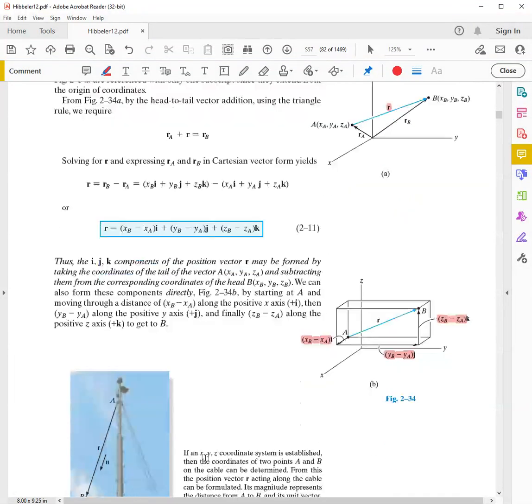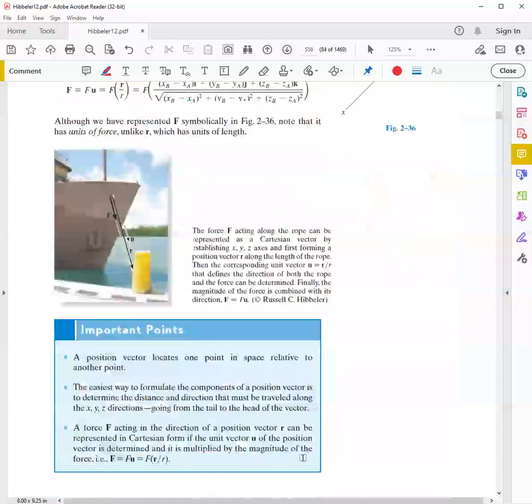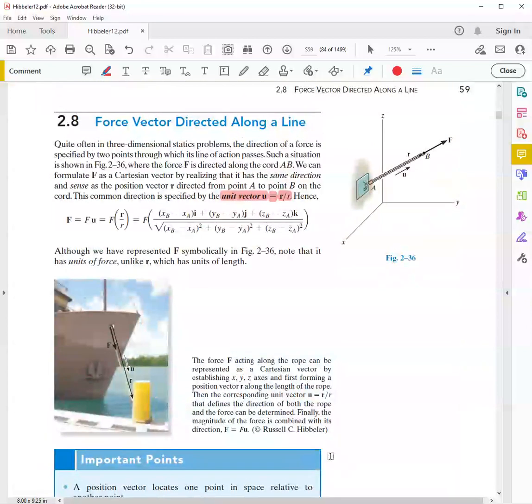All right, so there are some exercises. Next is section 2.8, force vectors directed along a line. A line is defined by 2 points. So we can have point A and point B and a force of some magnitude acting between A and B. So 2 pieces of information: what is the direction of the force and what is the magnitude. For the direction of the force, it goes between A and B.